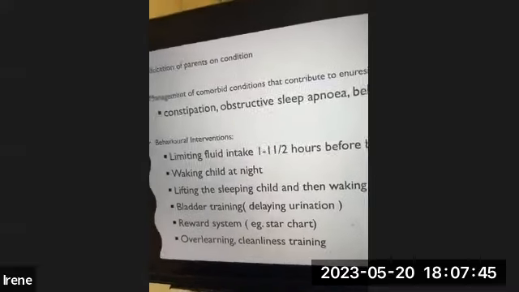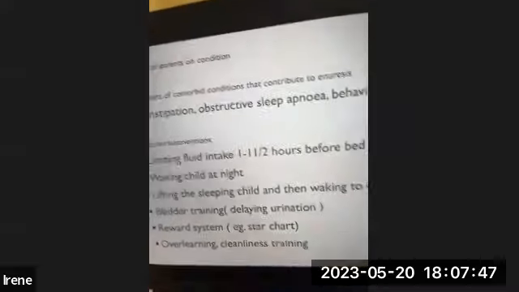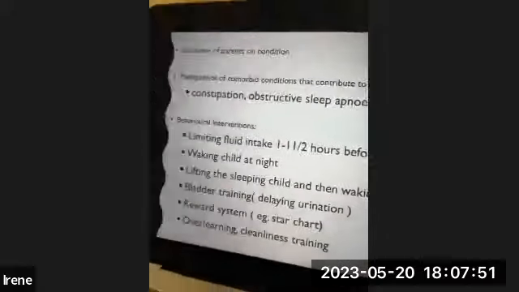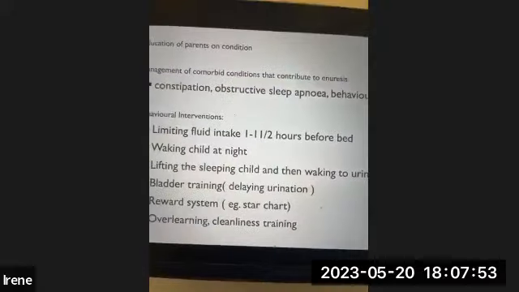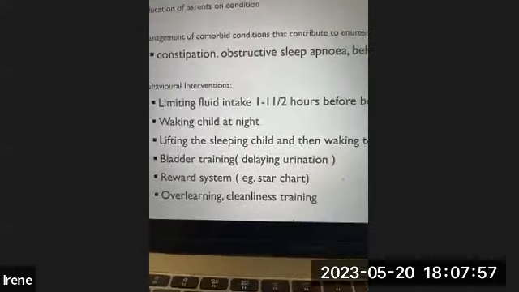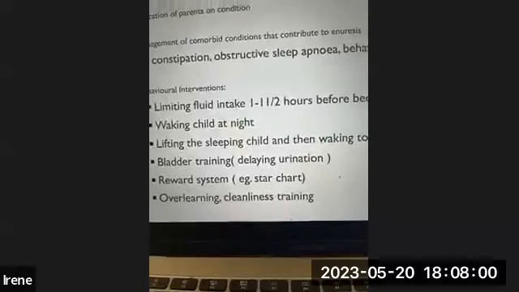So if you have a child, you know what your child likes. I could start chatting, but in an environment like this, I don't know how many children will be excited about having stars. So you know what your child likes. You should try and reward the child accordingly.